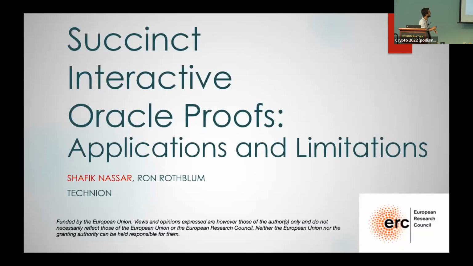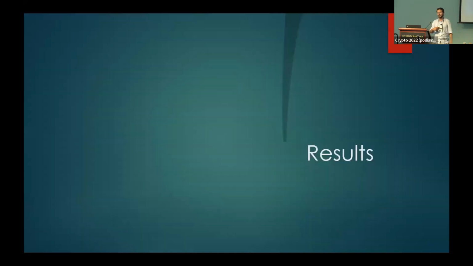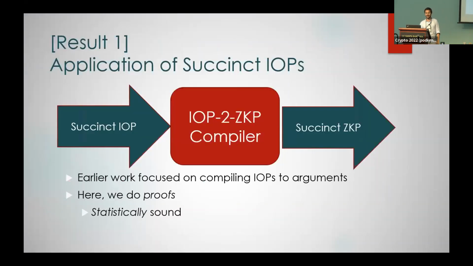This brings me back to the title, and I'm going to show an application. This is our first result, basically, showing an application for succinct IOPs. We present a compiler that takes a succinct IOP and transforms it to a succinct zero-knowledge proof. And I have to emphasize here that we're talking about a proof, not an argument. So we have statistical soundness, which means that soundness holds even against an unbounded cheating prover. And this is as opposed to arguments, which is the focus of the previous work on IOPs.